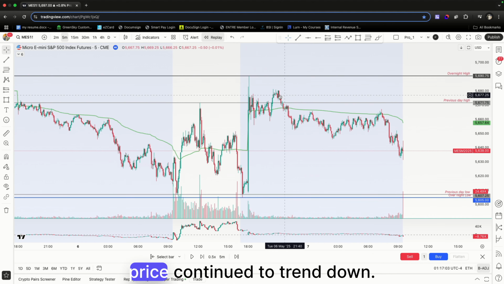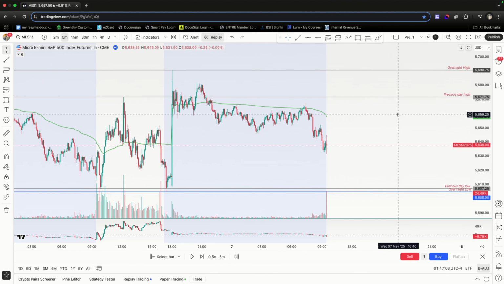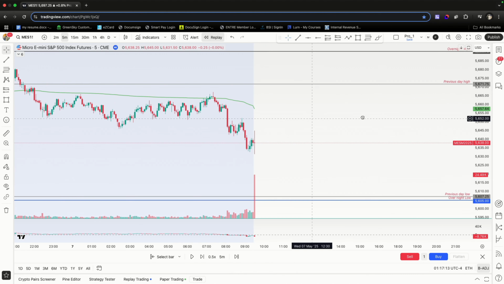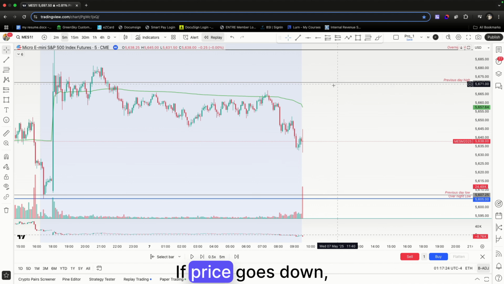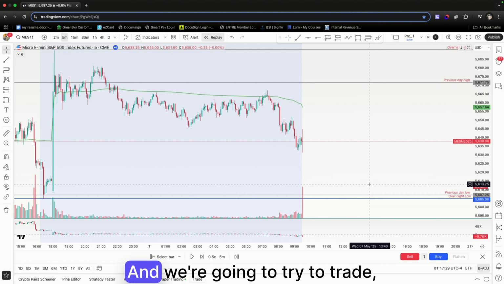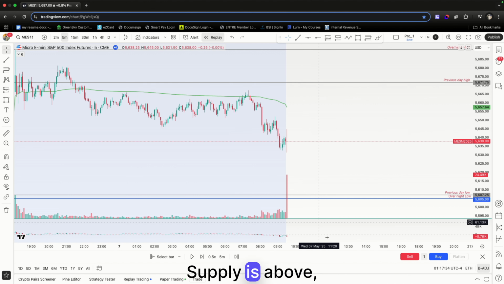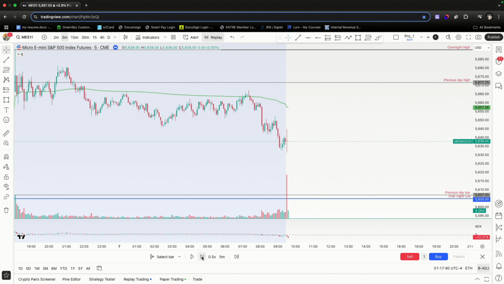Now, in the overnight session, price continued to trend down. All right, so I'm looking for price to continue to trade down into the previous day's range or look above and we get some type of supply. If price goes down, we're going to look for some type of demand, right? And we're going to try to catch trades between supply and demand. Supply is above, demand is below. All right, let's see what the price action tells us.